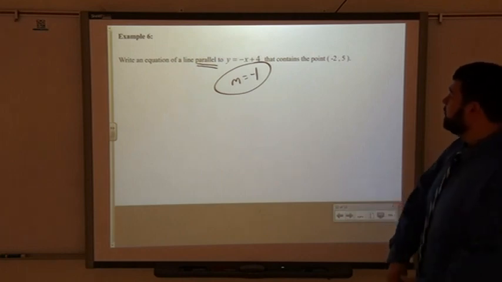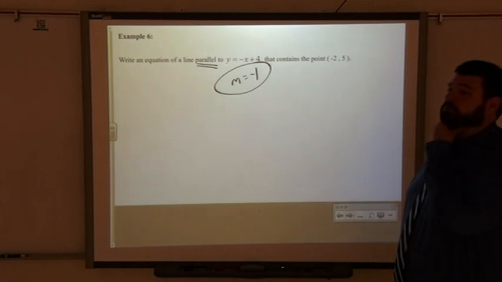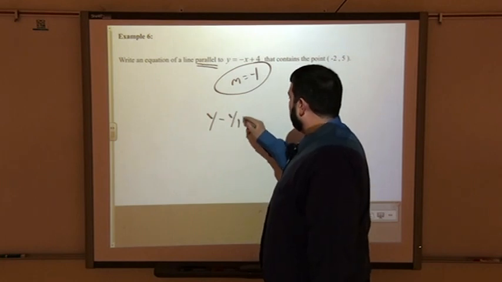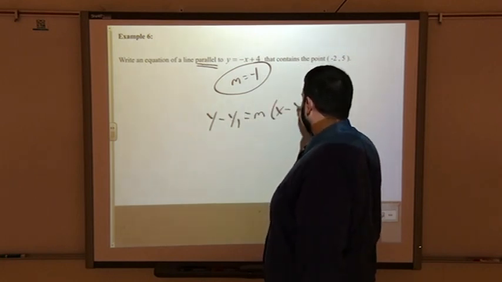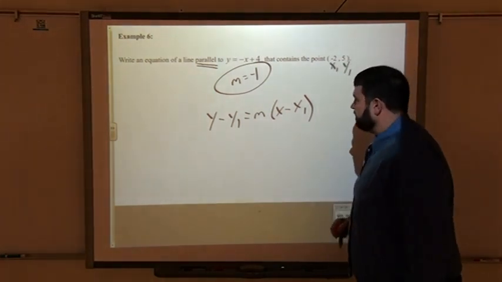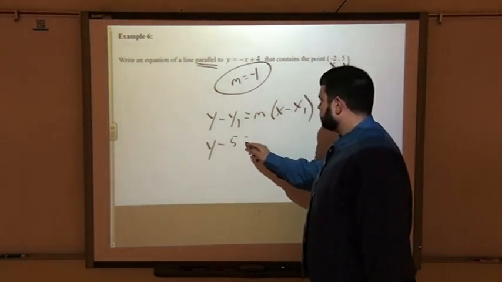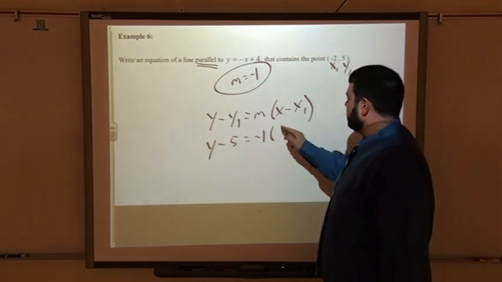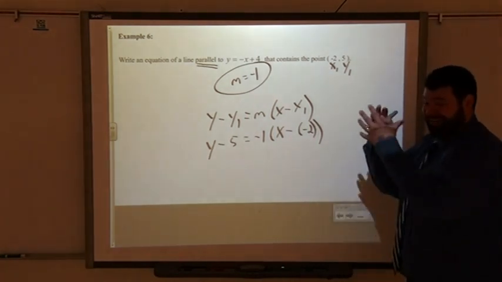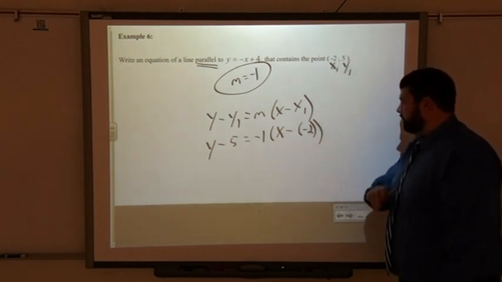I have a slope, I have a point. What do you think I'm going to use? Point slope. So y minus y1 equals the slope times x minus x1. Remember, the plain old y and the plain old x always stay the same. And now I can just plug my numbers in. Y minus y1, which is 5, equals the slope, which is negative 1, times x minus x1, which is a negative 2. Again, I need the double negative. Minus for the formula, negative 2 for the point.